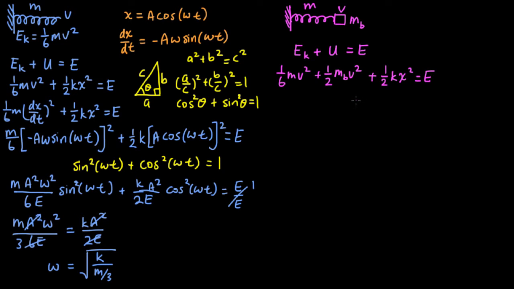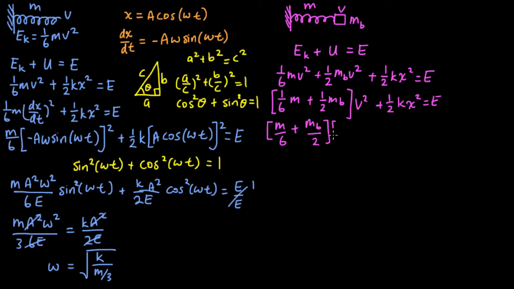So let's try to group the variable v squared. (1/6 m plus 1/2 m_b) v squared plus 1/2 kx squared equals E. We'll replace v with dx over dt, and we'll use the values that we found over here. m_b over 2 times negative a omega sine omega t squared plus k over 2 a cosine omega t squared, and this equals E.